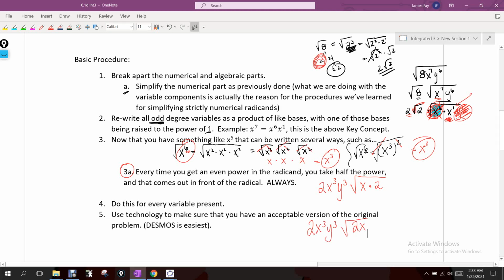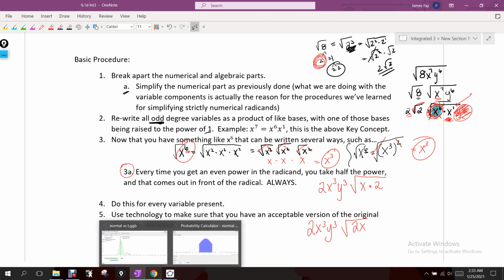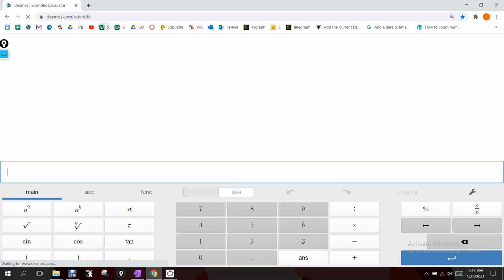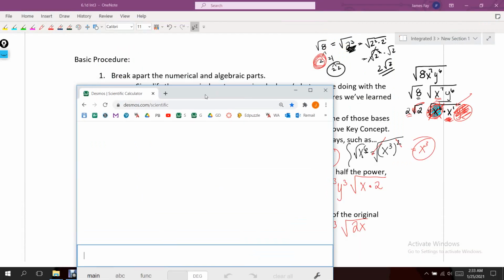It says you'll do this for every variable present, like I did with x and y. The last step says use technology to make sure that you have an acceptable version. Technology isn't always going to tell me that I've got the simplest version, but it will tell me that I've got an acceptable version.